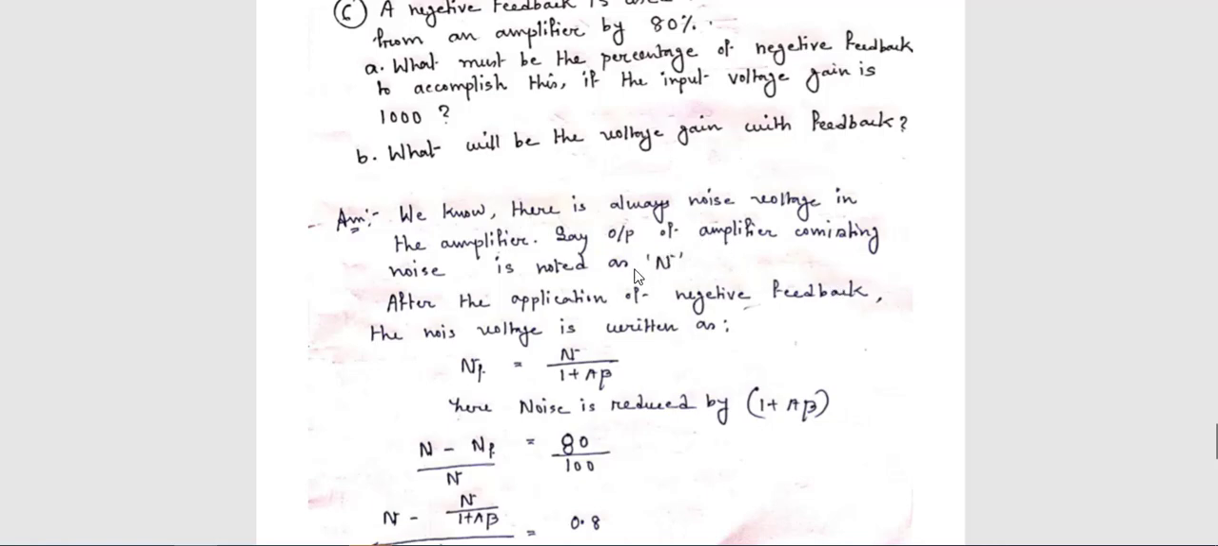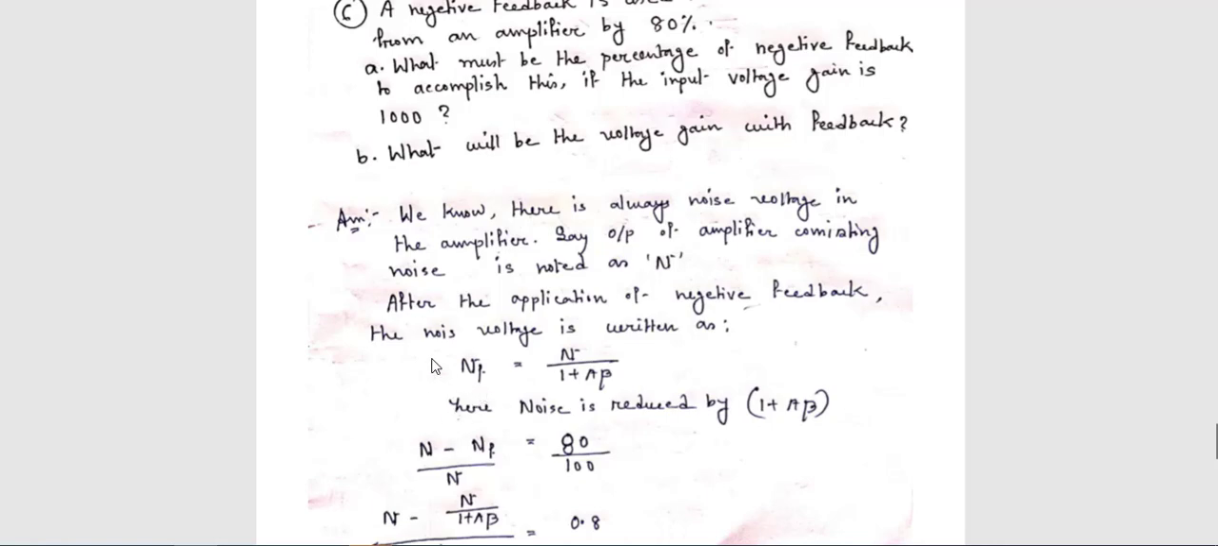That means we can denote the output of an amplifier as N variable. Now if you apply negative feedback, what we have seen is that applying negative feedback, this noise can be reduced. That means applying negative feedback, the output voltage can be written as NF. The amplifier output is N, remember my point. And when you apply negative feedback, the same amplifier output can be written as NF.